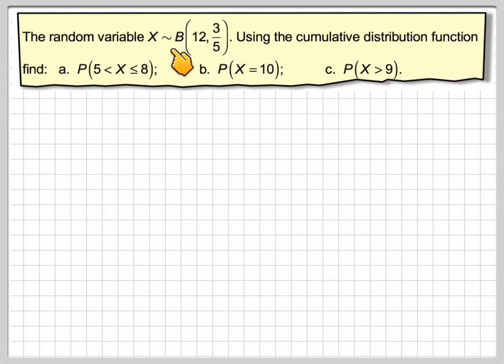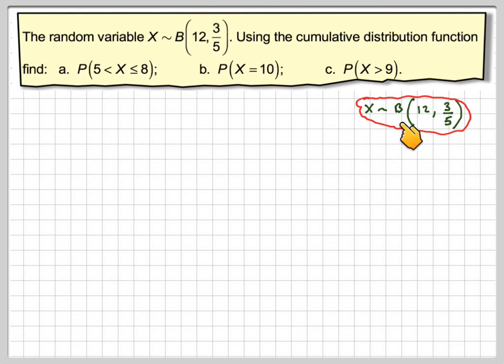The random variable x is binomially distributed with n being 12 and the probability of success being 3/5. Using the cumulative distribution function, find a, the probability that x is more than 5 and less than or equal to 8, b, the probability that x is equal to 10, and c, the probability that x is greater than 9.